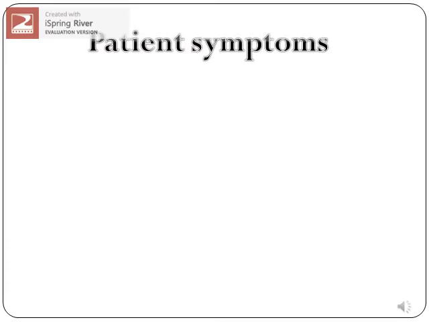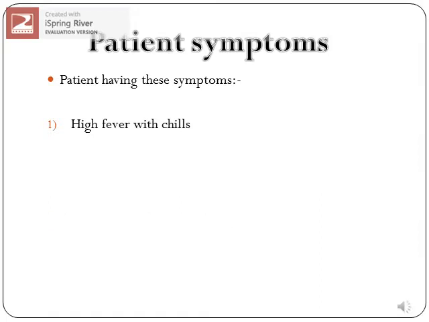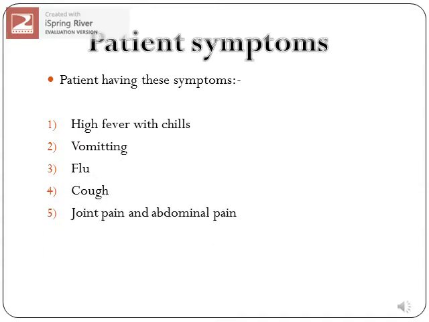The patient also had the symptoms: high fever with chills, he was also vomiting, he had a flu, cough, joint pain, and abdominal pain, but he denied myalgia and other systemic symptoms.